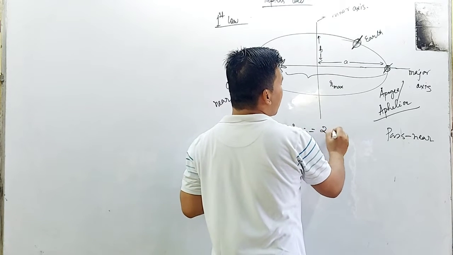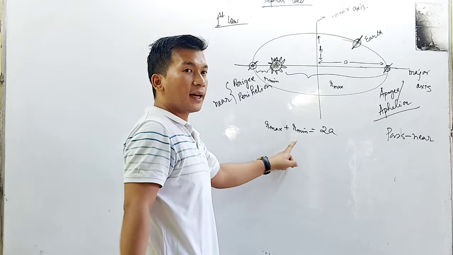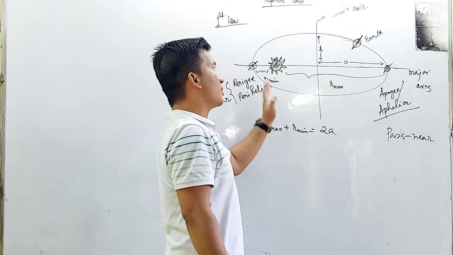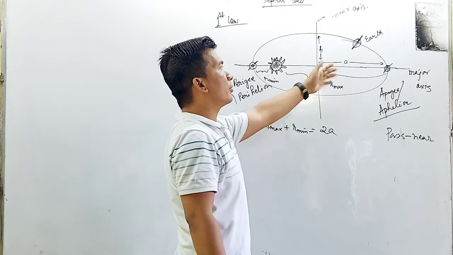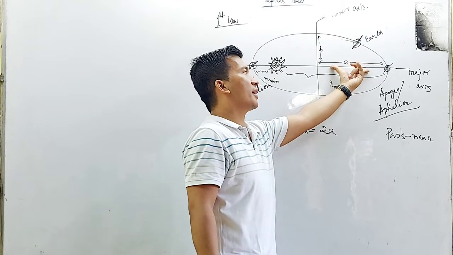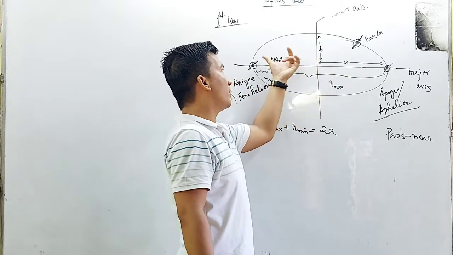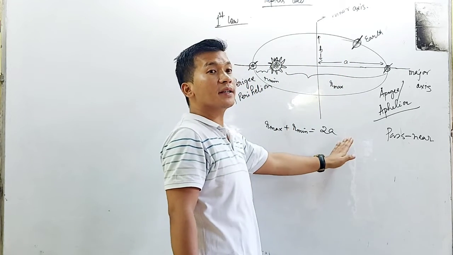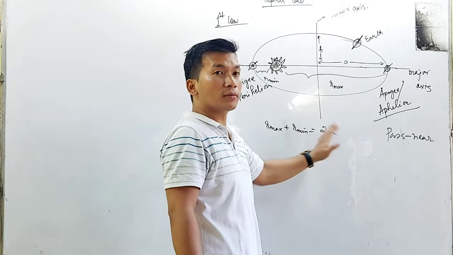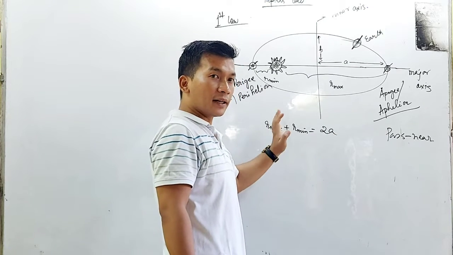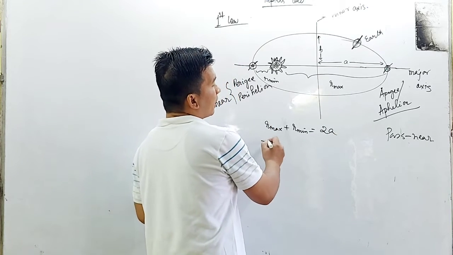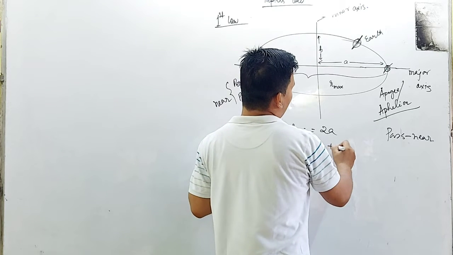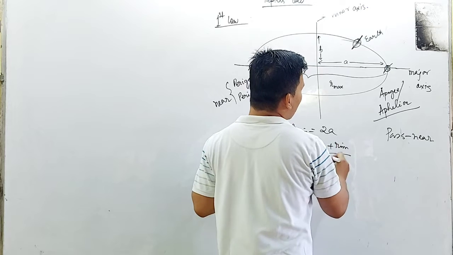this will be equal to 2 times a. The longest distance and the shortest distance when taken together will be equal to semi major axis plus semi major axis, a plus a, which will be twice a. Understood? So here a will be equal to r max plus r minimum divided by 2.